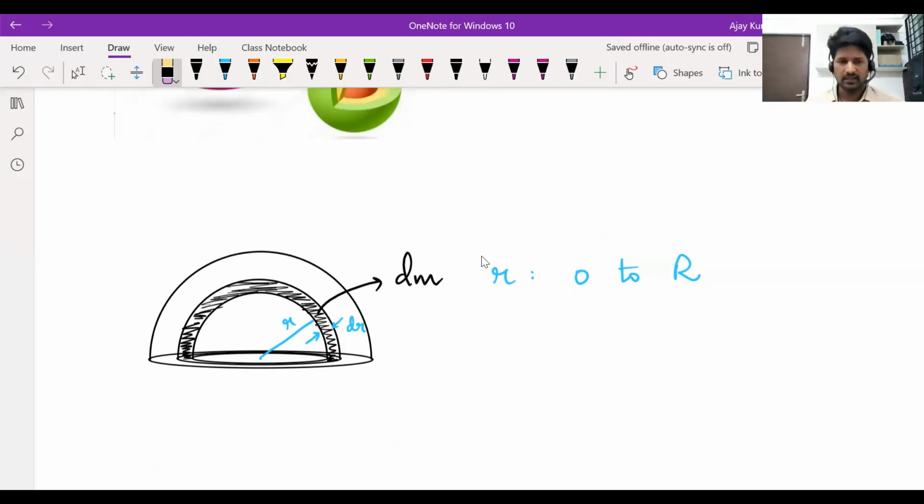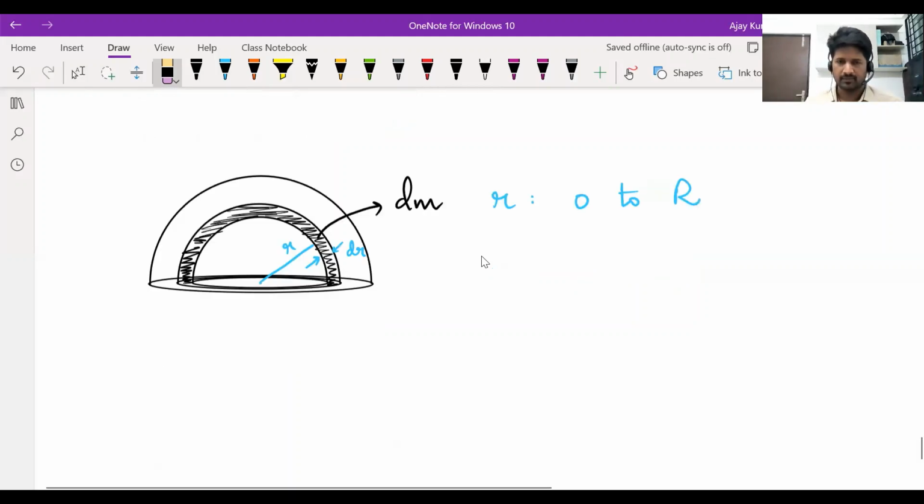We are treating it as a collection of shells like this. Each shell has its center of mass at exactly half of its radius, r by 2. We derived that today itself. For an open bowl, the center of mass is at a height r by 2. For a closed bowl, it is r by 3. For an open bowl, it is r by 2. So all this mass dm is present at that height r by 2.